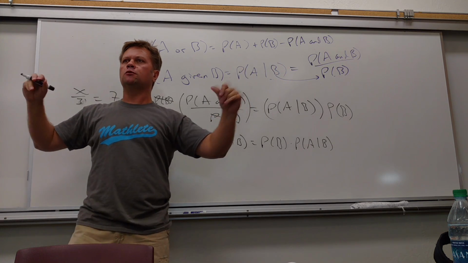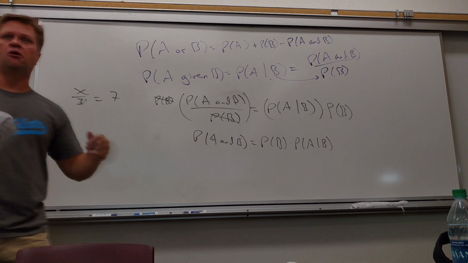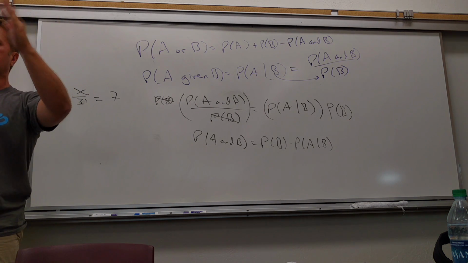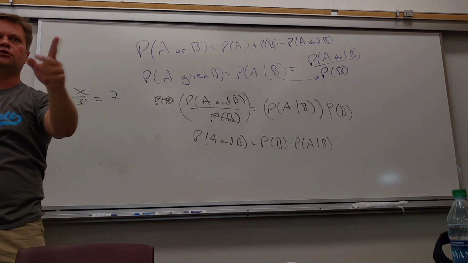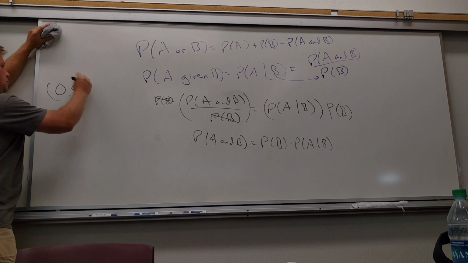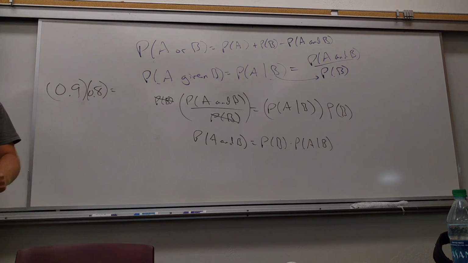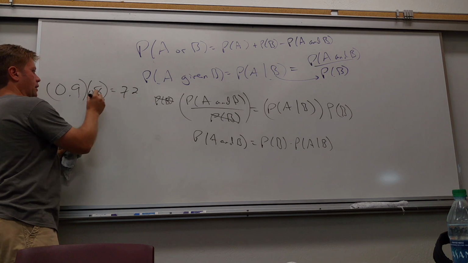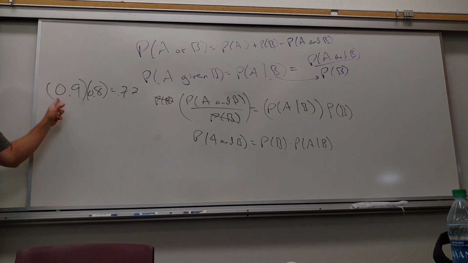Because what happens when you multiply numbers that are less than 1? This is an interesting math question. Normally when you multiply numbers, they get bigger. What's 2 times 7? 14. That's bigger than both of them. But that's not always true. What is, for example, 0.9 times 0.8? What's 9 times 8? 72. And then you have to move the decimal back once, twice. 0.72. That is smaller than either of these, right?